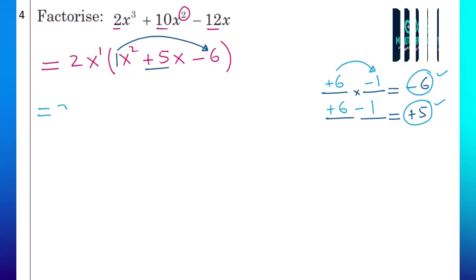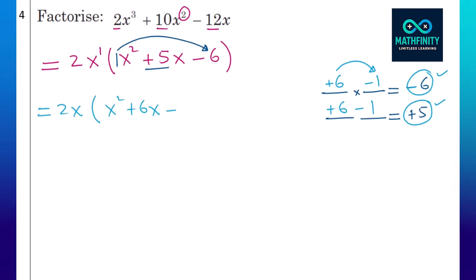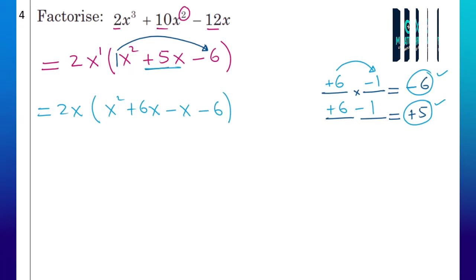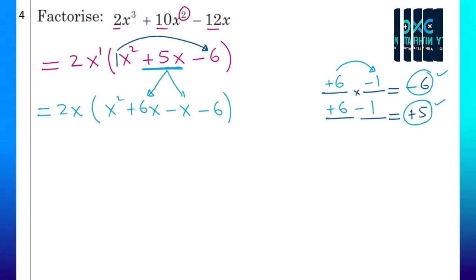How to write this one? 2x, and inside we will write x square plus 6x minus x and minus 6. So technically, positive 5x we divided into two parts, or you can say the middle term we broke into two portions, positive 6x minus x. Now inside the bracket we form four terms. So we will make a pair of this and this.